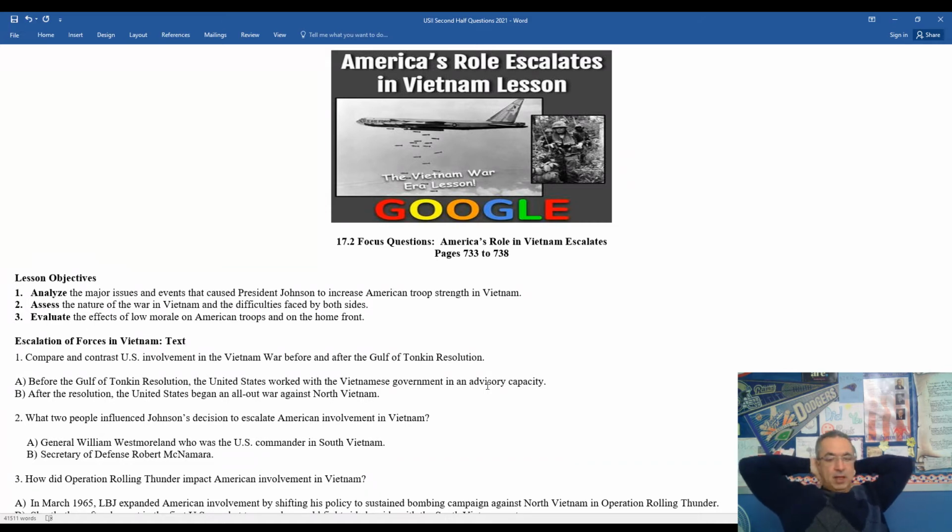So prior to the Gulf of Tonkin, the United States worked with the Vietnamese government in an advisory capacity. After the resolution, the United States began an all-out war against North Vietnam.